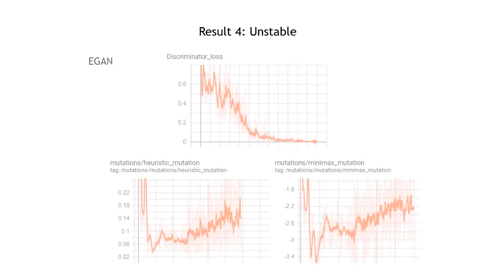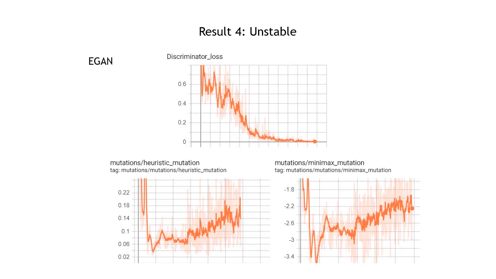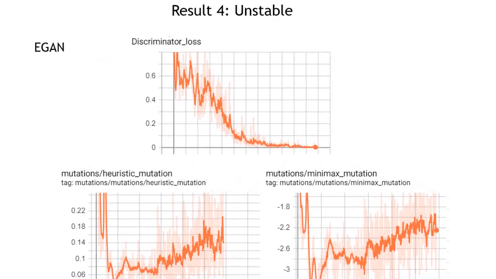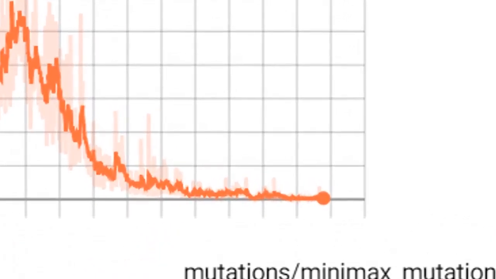In the case of EGAN, after a certain point in training, this balance of the discriminator loss and the mutations is destabilized in different ways. In the particular example in the slide, the discriminator loss drops too low and the mutation losses start increasing instead of decreasing. This can be interpreted as follows. The discriminator became too powerful and the generator stopped receiving any useful feedback.